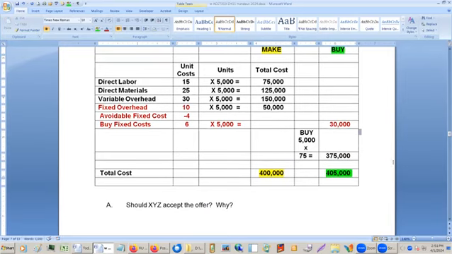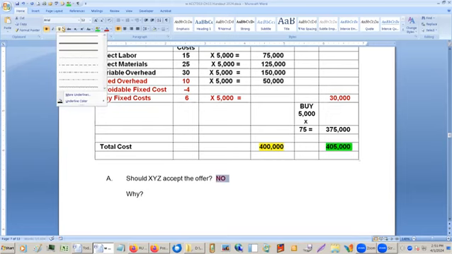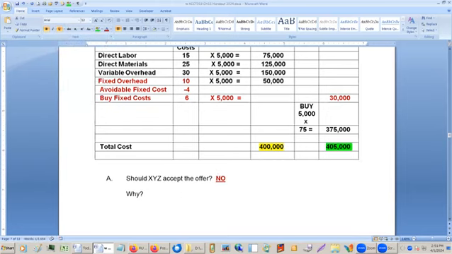He's already left, haven't you? All right, I'll fill it in. Let's see. Say accept the offer? No. Why? It's $5,000 cheaper to make the units.